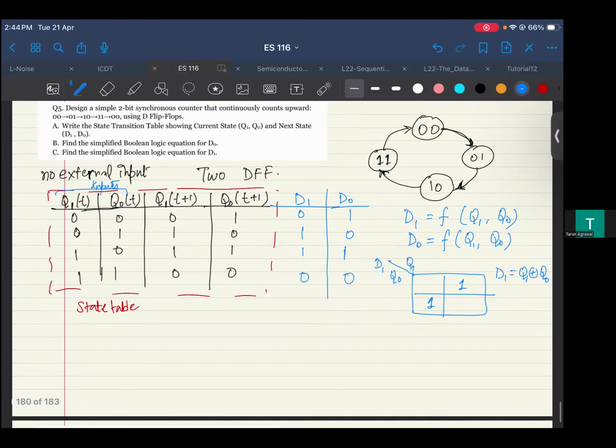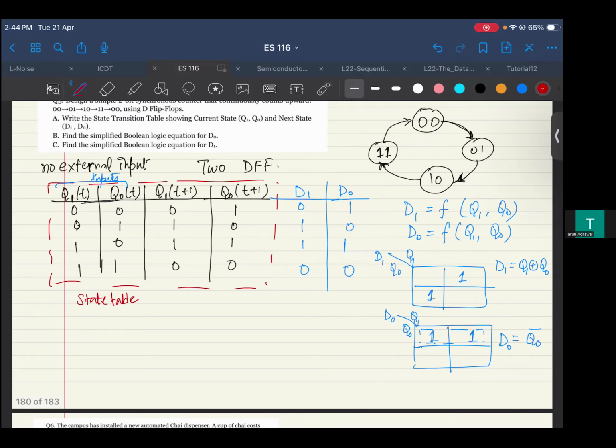Similarly, you can do it for D0. Where are the entries for D0? This is the first entry, and 0, and then this entry, right? So we see this is the Q0 bar column, so D0 becomes Q0 bar, right? With that, you can implement this using 2 flip-flops, which you have seen. There is this flip-flop which is coming. Now we can represent this as a T1, Q1, Q1 bar.